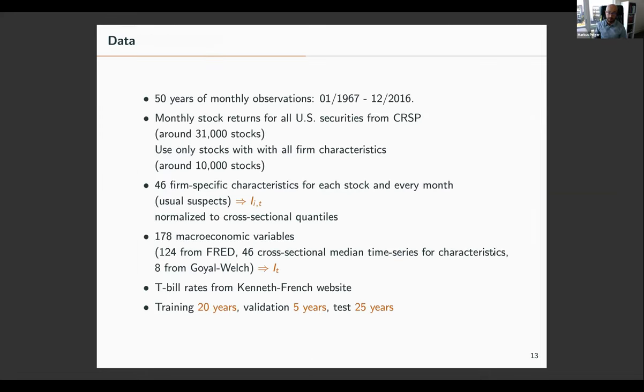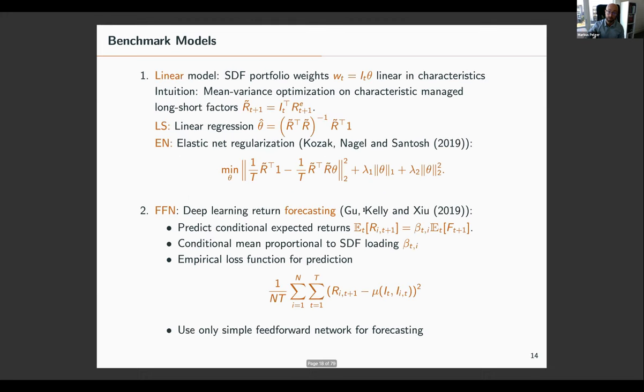Let me come to the empirics. So we have a very standard data set here, which are basically all stock returns from CRSP with 46 firm-specific characteristics, 178 macroeconomic variables. We use the first 20 years for estimating our asset pricing models, 5 years to select some tuning parameters. The next 25 years are pure out of sample. So we are not re-estimating our model. The only reason why we capture time variation is because our input variables like characteristics or macroeconomic time series are time varying, but the asset pricing function that we estimate is constant.